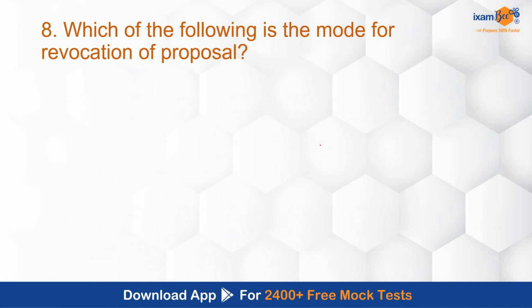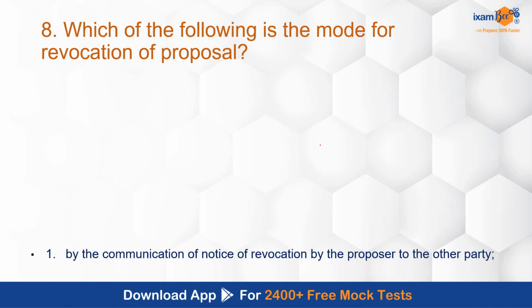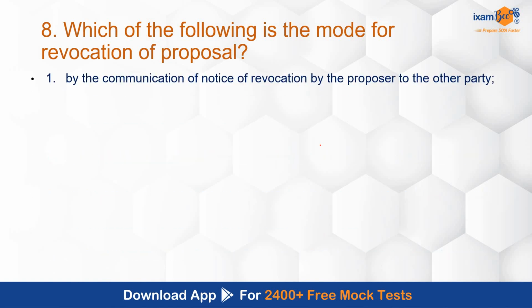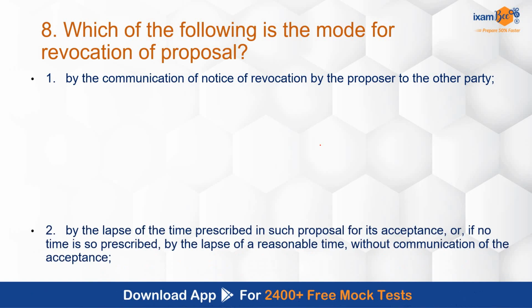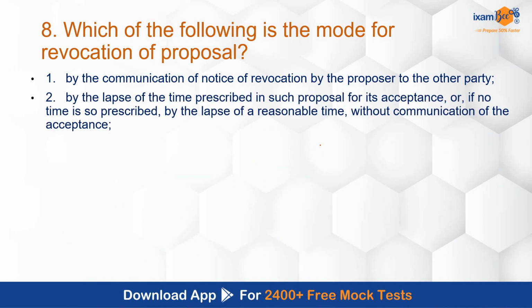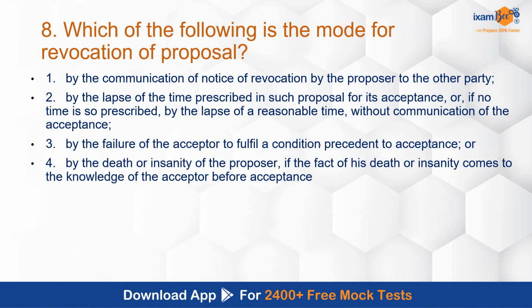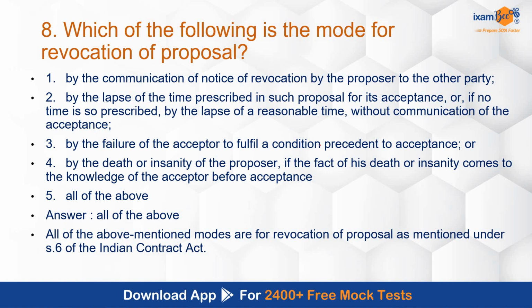Question number 8. Which of the following is the mode for revocation of proposal? By the communication of notice of revocation by the proposer to the other party, by the lapse of time prescribed, by the failure of acceptor, by the death or insanity of the proposer, all of the above. Correct answer here is E, all of the above. All the above mentioned points are mode for revocation of proposal. This is given under section number 6 of Indian Contract Act.